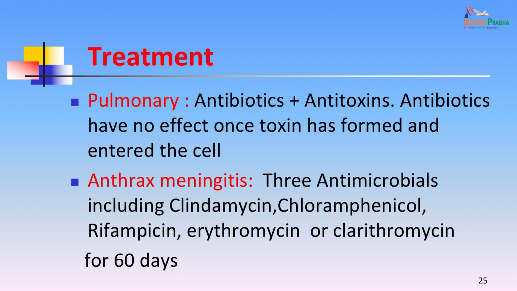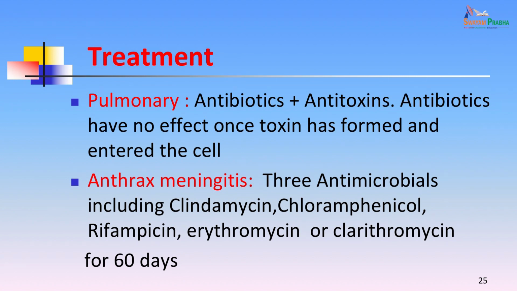Treatment for other variations of anthrax: we have seen that for the cutaneous variation, the antibiotics used were either doxycycline or ciprofloxacin. In the pulmonary variation, antibiotics plus antitoxins are also used. Antibiotics have no effect once the toxin has formed and entered the cell. So, it is important to think of a diagnosis of pulmonary anthrax early in the illness, before the toxins have formed and cause destruction in the cell.